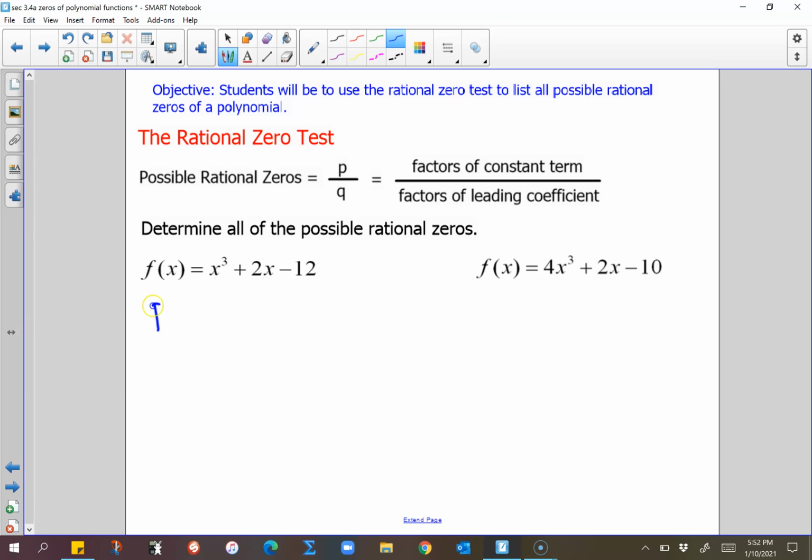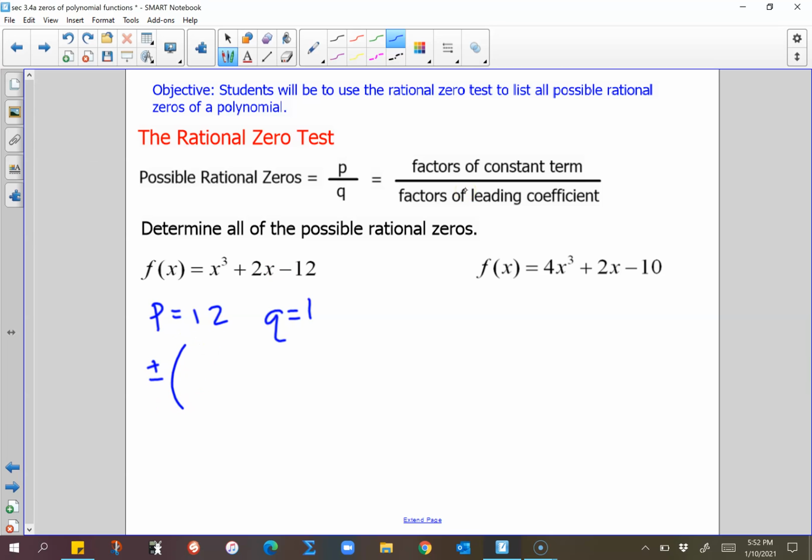So first we would say P is the constant, and you would say P is 12. And notice I dropped the sign. You don't care about the sign. You're just taking the 12. Then you would say Q is your leading coefficient, which in this case is 1. Then you set up a fraction, and you have to have a plus or minus. So that's why I negated the negative up there. So I'm going to say plus or minus.